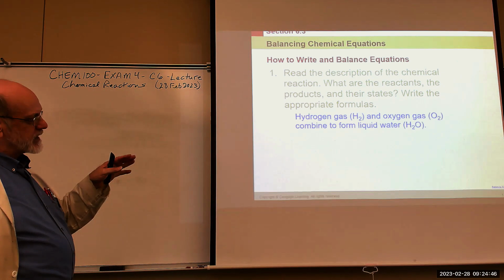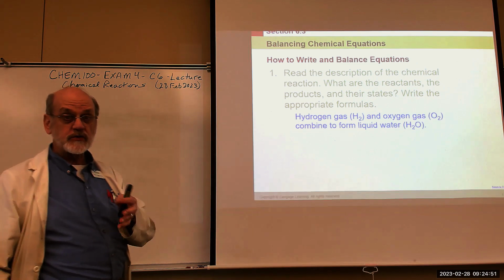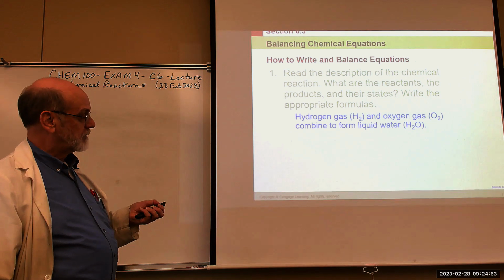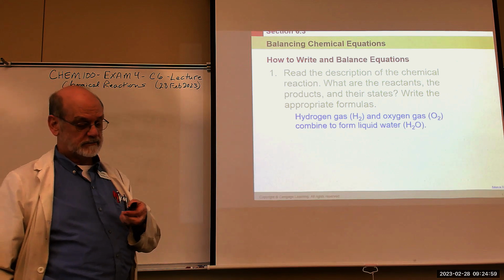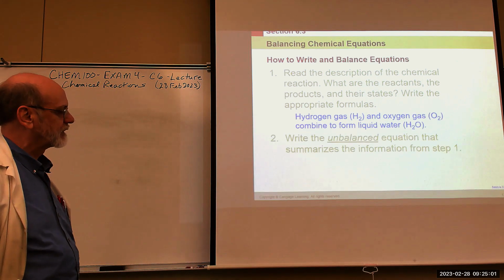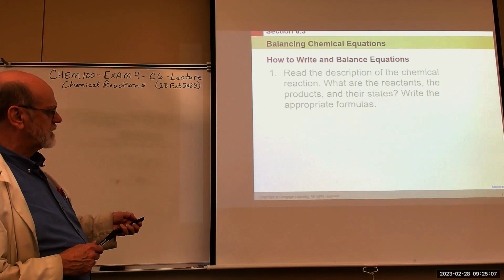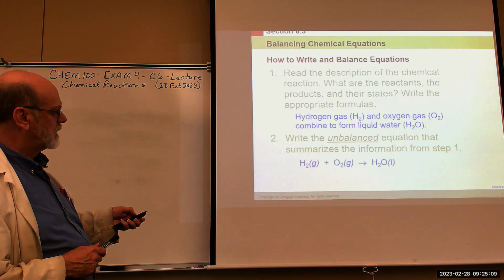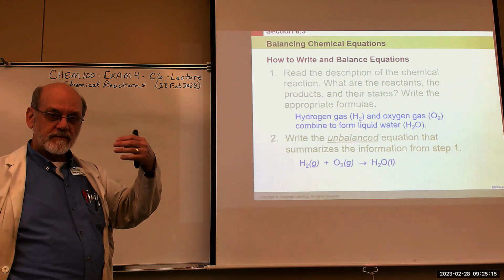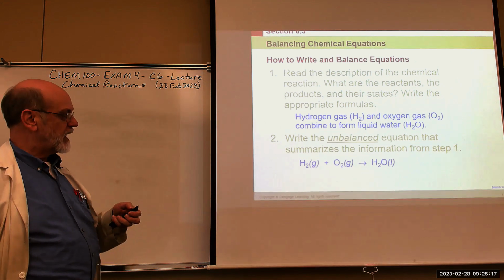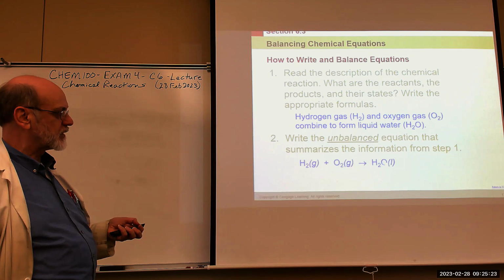So how would we write hydrogen gas and oxygen gas combined to make liquid water? Well, they've given you the formulas, but you should be able to write those yourself, right? H2 is hydrogen gas, O2 is oxygen gas, and water is H2O. So this is the unbalanced equation where you've just written the reactants and products correctly and assigned their states. A gas produces a liquid.